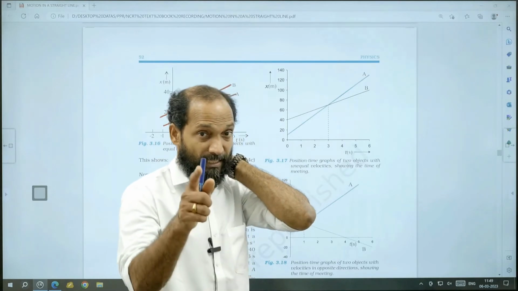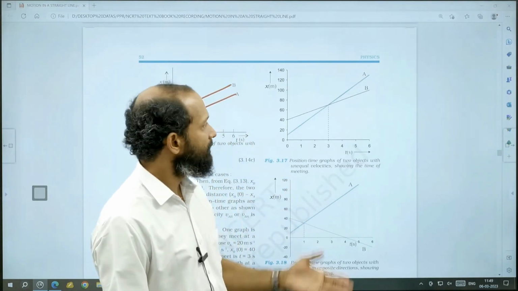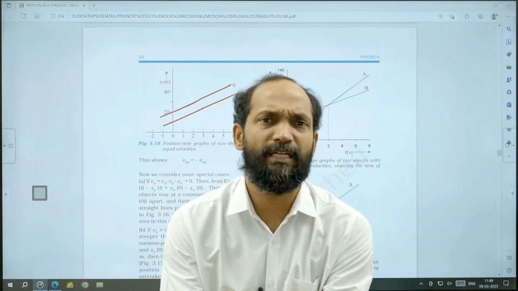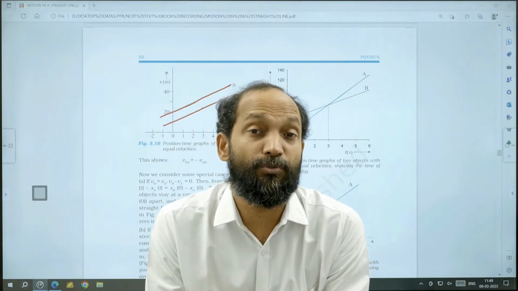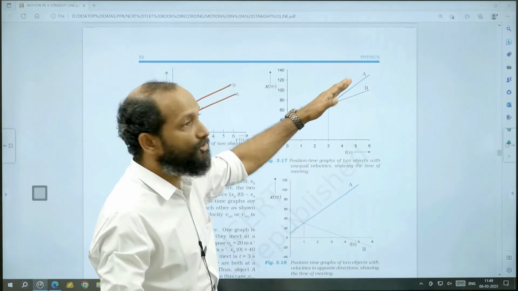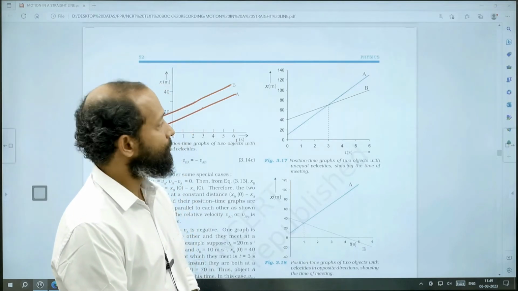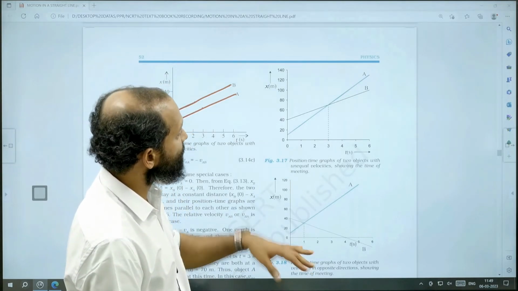Slopes are different for different velocities, but their own slopes are constants. So relative velocity is constant. Then slope of A is greater than that of B, right? A is more steeper. So slope of A is greater, so velocity of A is greater.